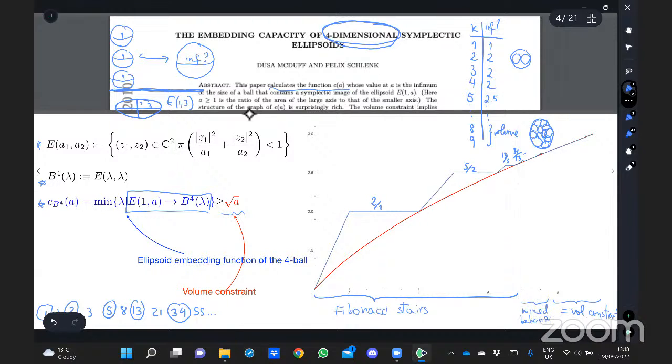behavior. So by the way, a funny story that I heard is that Dusa and Felix, the authors of this paper, found these values: 2, 5 halves, 13 fifths, 34 over 13, and they couldn't quite figure out what they were, why they looked familiar. Then one of them was talking to a colleague, I think Dylan Thurston, Bill Thurston's son, and he said, "Oh, well, those are Fibonacci numbers," and so that's how they found out.